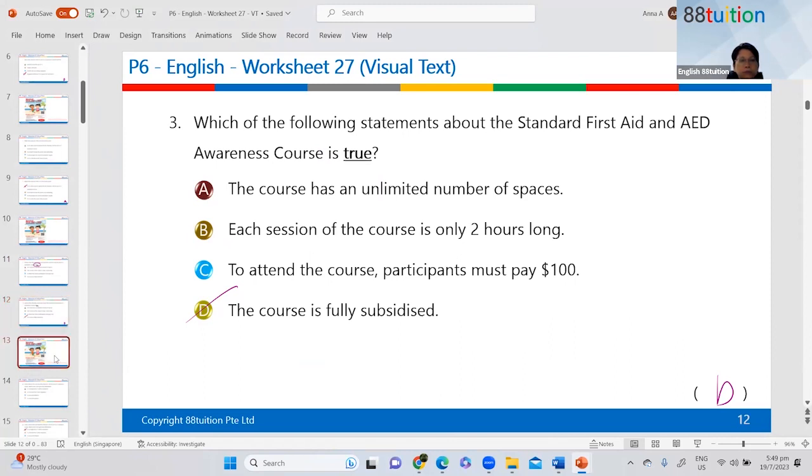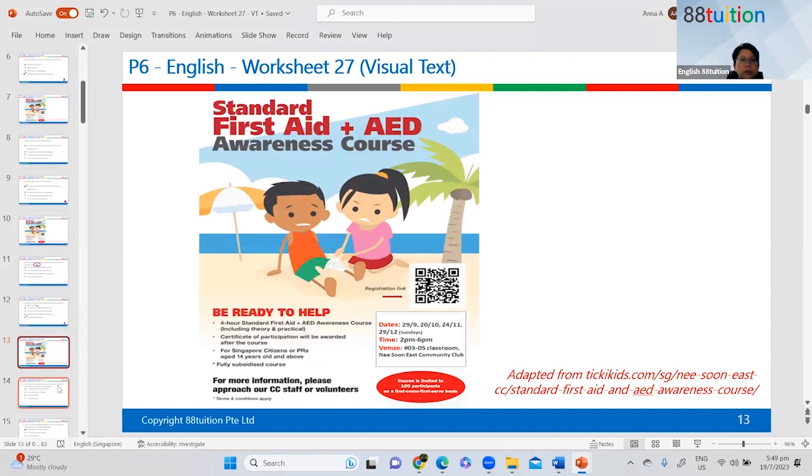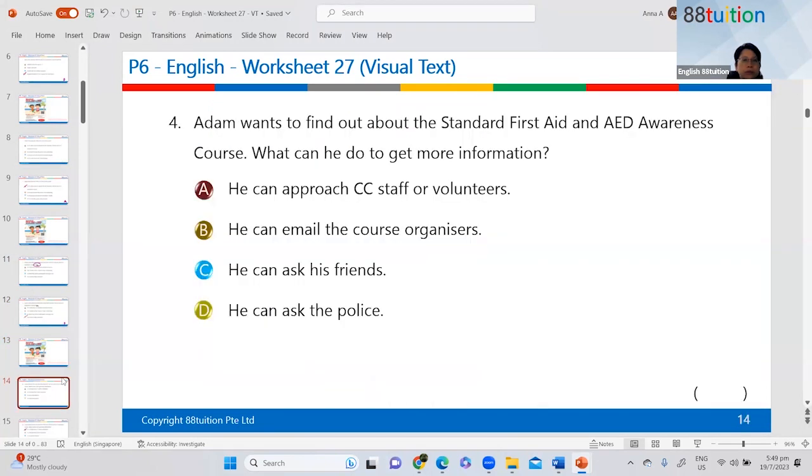Okay, next question. Adam wants to find out about the standard first aid and AED awareness course. What can he do to get more information? What can you do? Approach CC staff, email to course organizers, ask his friends, ask the police. This one is definitely not. This one, no. Because we're finding information from the text, right? So what can we do? We go back here.